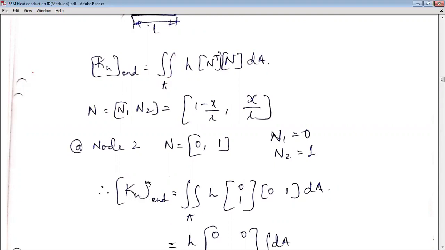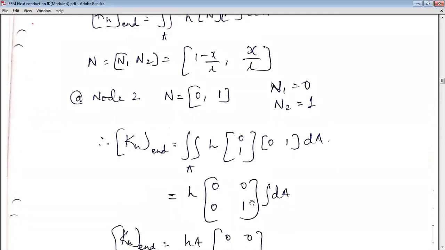So KH at the free end convection, the area integral: H you write down, N transpose you write 0, 1, and this will be 0, 1. Then you put it in this form.